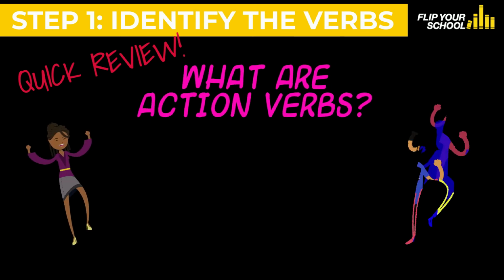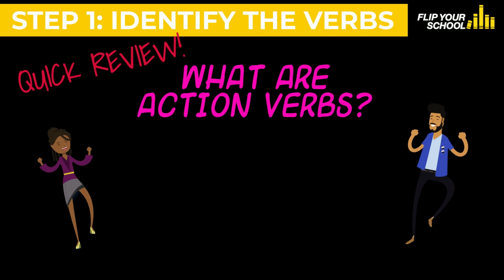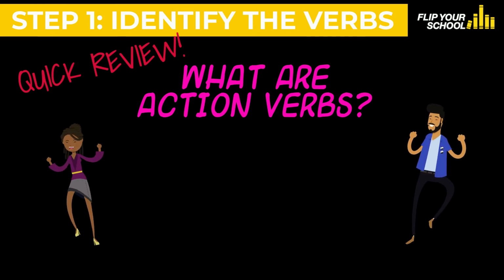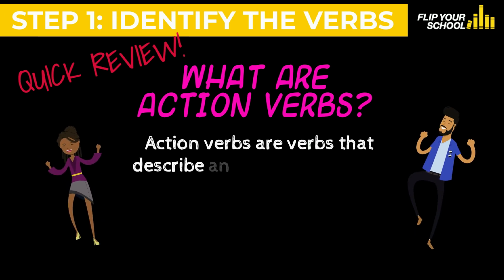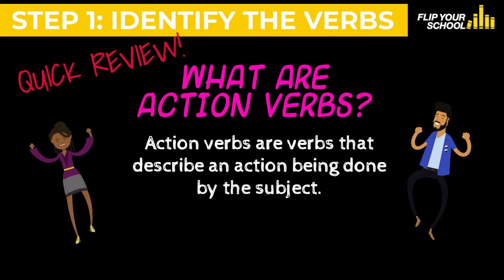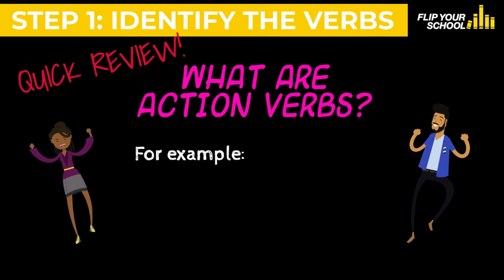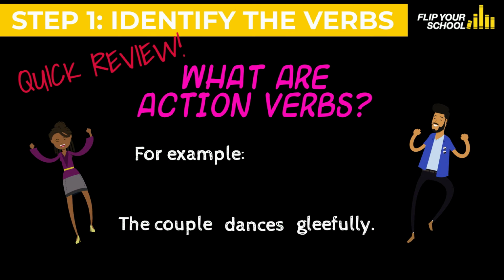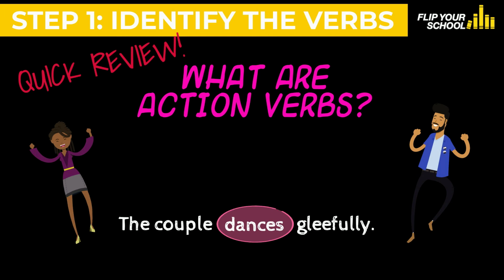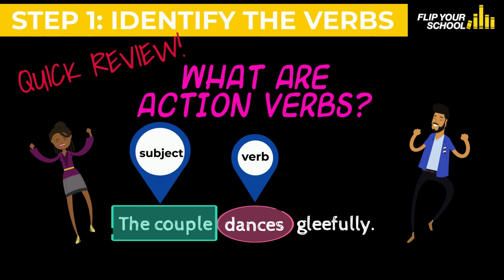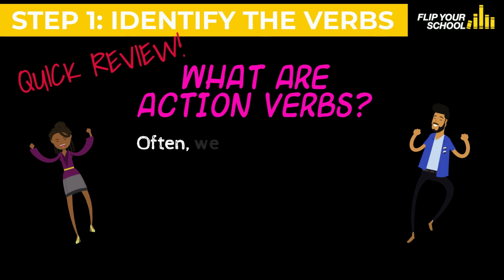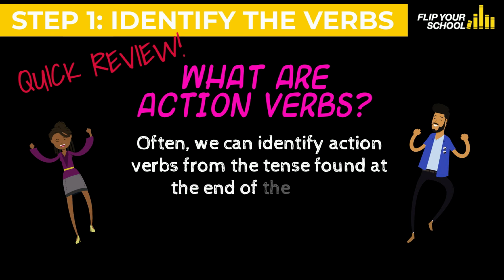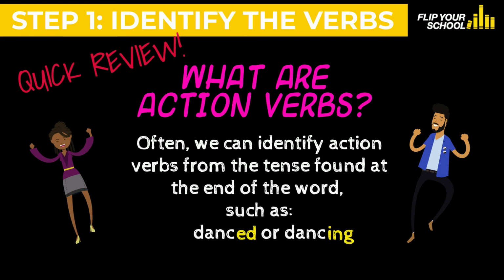Now let's review action verbs. Often, these are easier to identify as action verbs are verbs that describe an action. For example, in the sentence, the couple dances gleefully, the action taken by the couple is dancing. The verb in this sentence is the word dances. The subject here is the couple. We can also identify action verbs from the tense, such as danced or dancing.